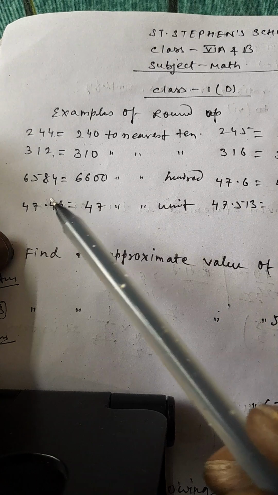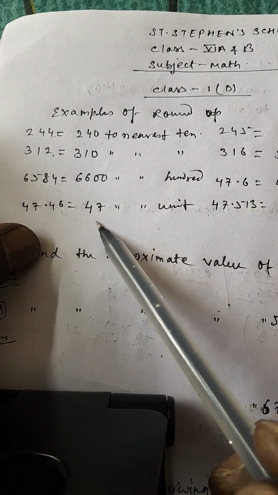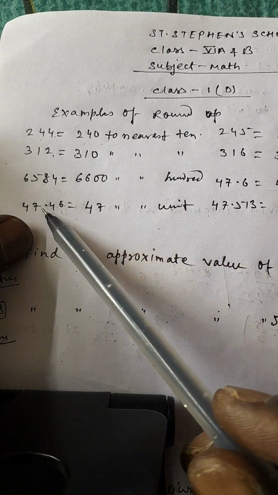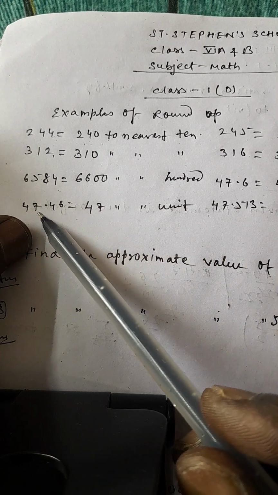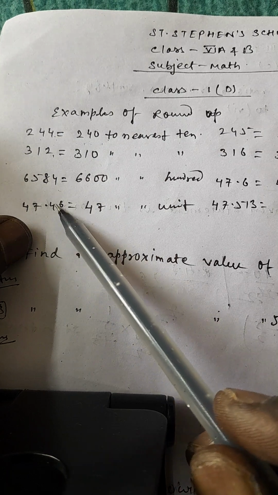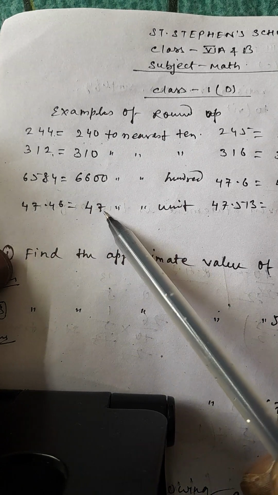Okay, in the same way 47.46, what will be its nearest value in the unit place? So in the unit place we can see this is the unit place and before the unit place the value will be less than 5. So the nearest value of 47.46 will be 47.